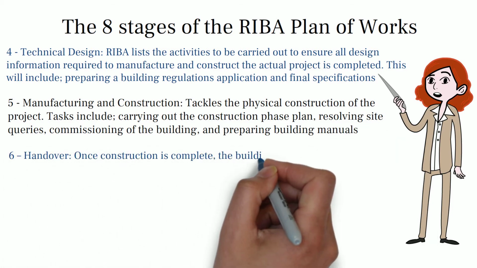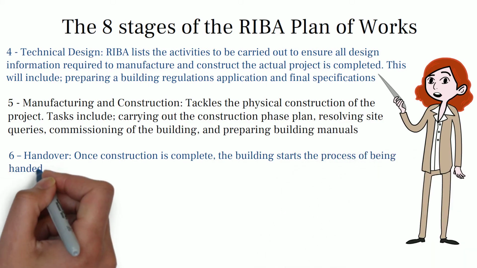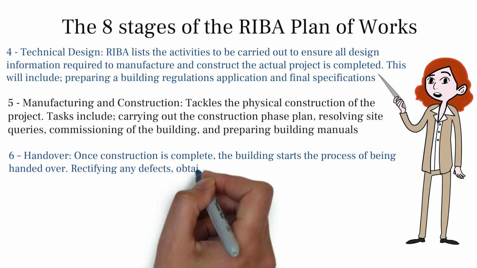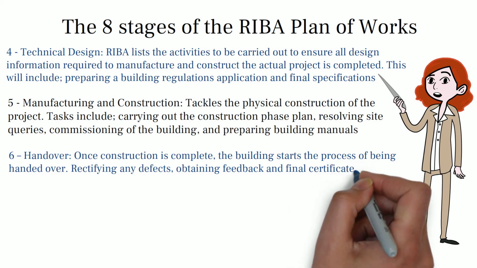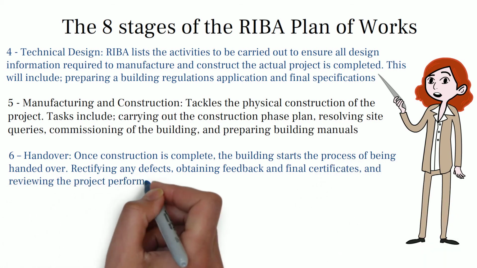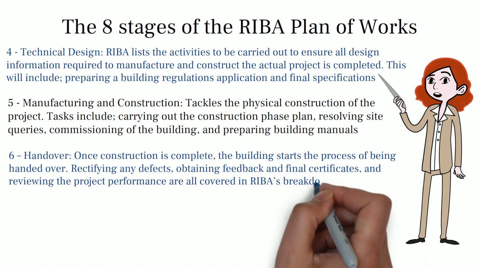Once construction is complete, the building starts the process of being handed over. Rectifying any defects, obtaining feedback and final certificates, and reviewing the project performance are all covered in RIBA's breakdown of this stage.